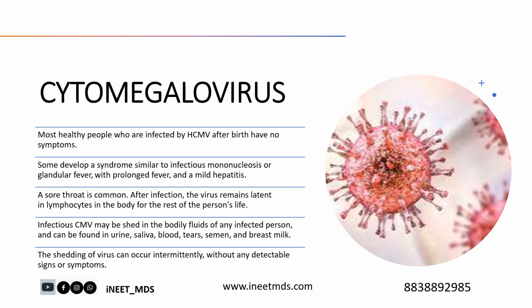The infectious cytomegalovirus may be shed into the body fluids of any infected person, and it can be found in urine, saliva, blood, tears, semen and breast milk. And that is the reason why the infection caused by it, infectious mononucleosis, is also called Kissing's disease. So we'll see about Kissing's disease a little later.